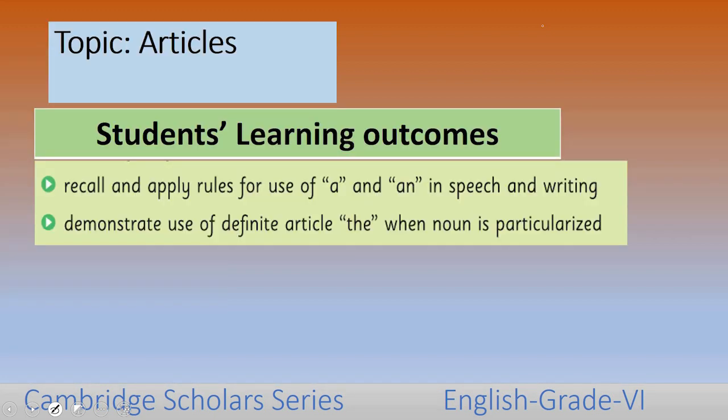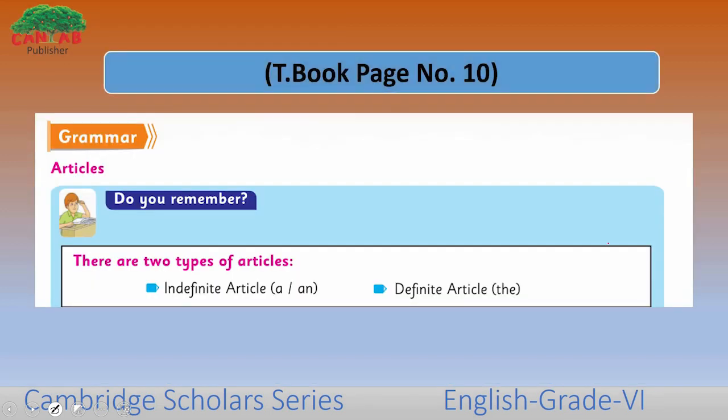Our topic for today is articles. The students' learning outcomes of this session are: recall and apply rules for use of a and an in speech and writing. Demonstrate use of the definite article the when a noun is particularized. Here, look at page number 10 in your textbook. We have a grammar section here on articles.